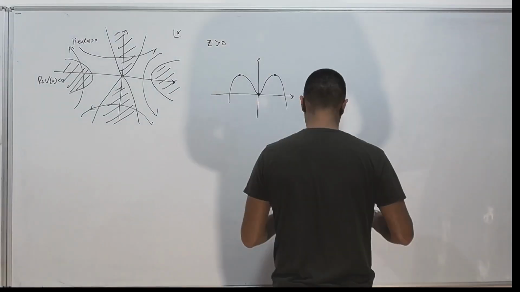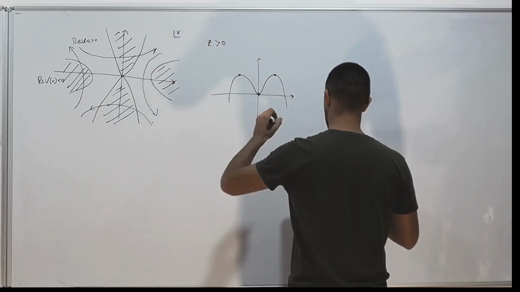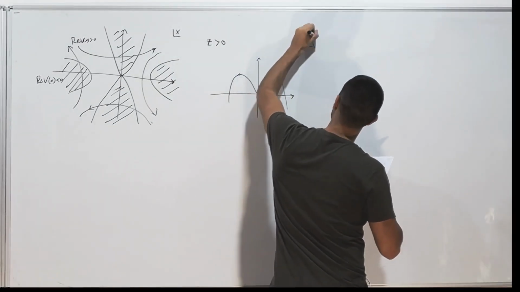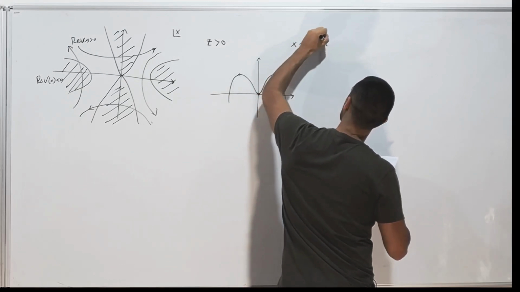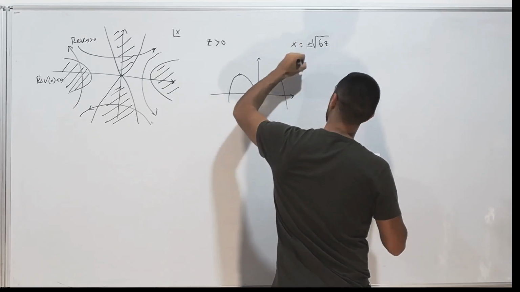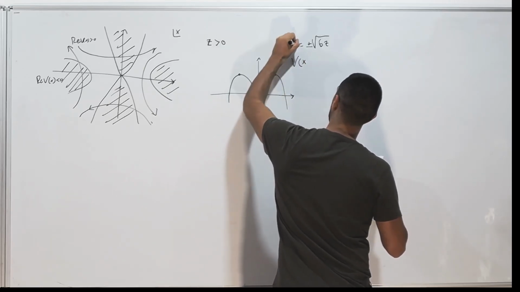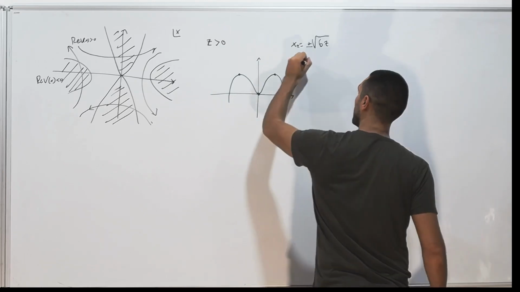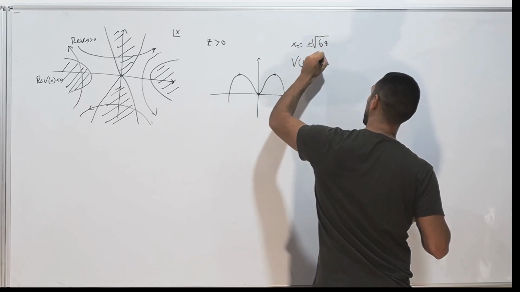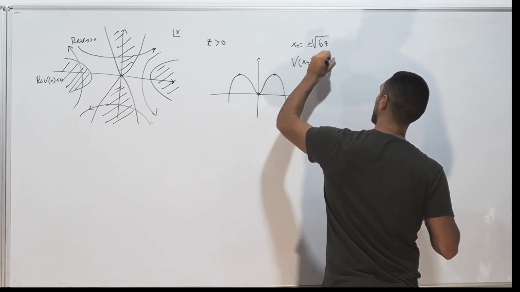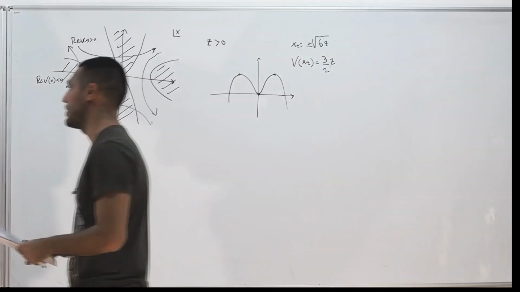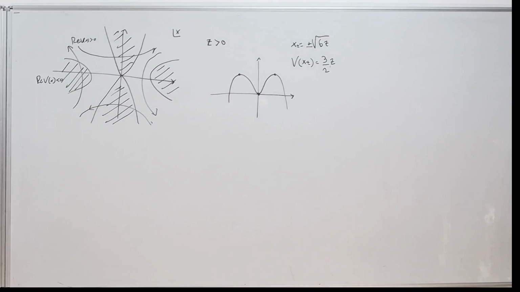The other two saddles are at x equals plus minus square root of 6z, and I will call them x plus and x minus. The value of the potential there is 3/2 z, which is precisely what we expected looking at what we found from the differential equation.